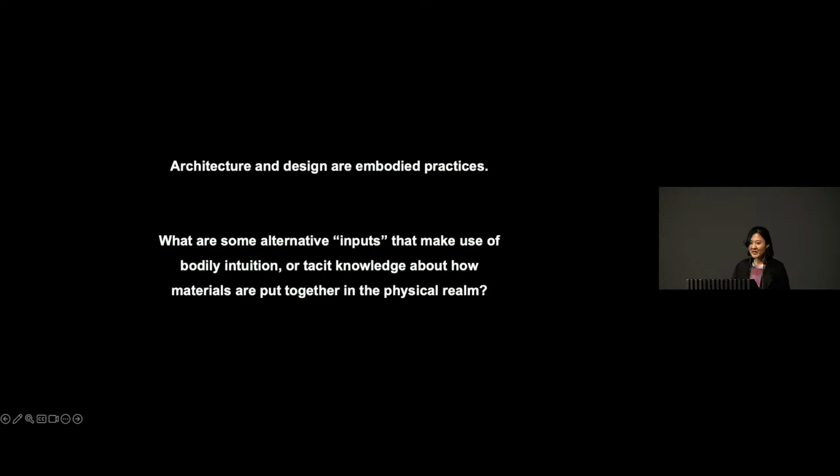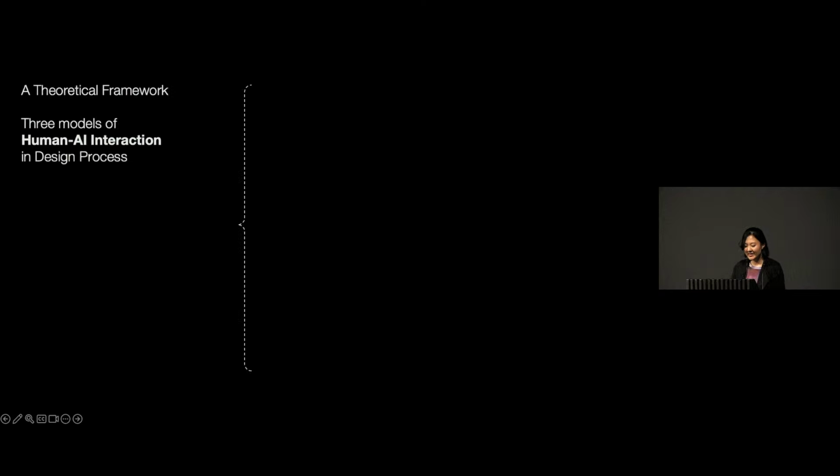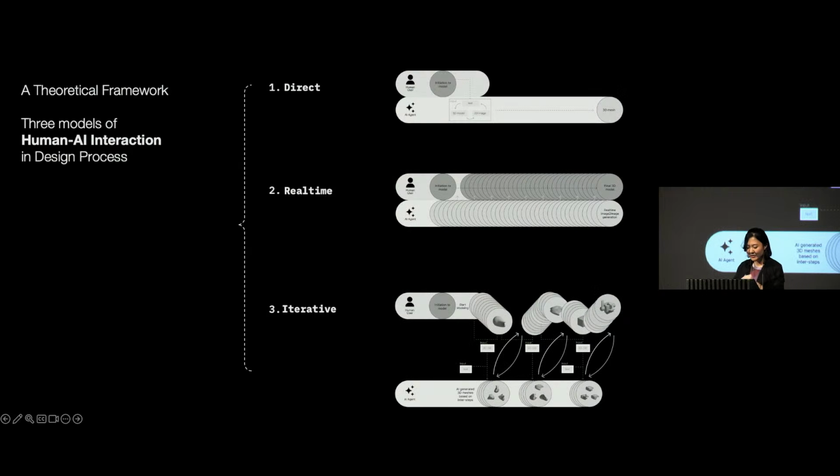And so one question that I've been exploring is, what are some alternate inputs that make use of bodily intuition or tacit knowledge about how things are put together in the physical realm and how things are experienced by the human body in the physical realm? In our ACADIA 2025 paper, we've been establishing a theoretical framework for categorizing these different models of human-AI interaction that I am observing as existing out there in the design process. I do think there are many more than this, but let's first start with the direct method.